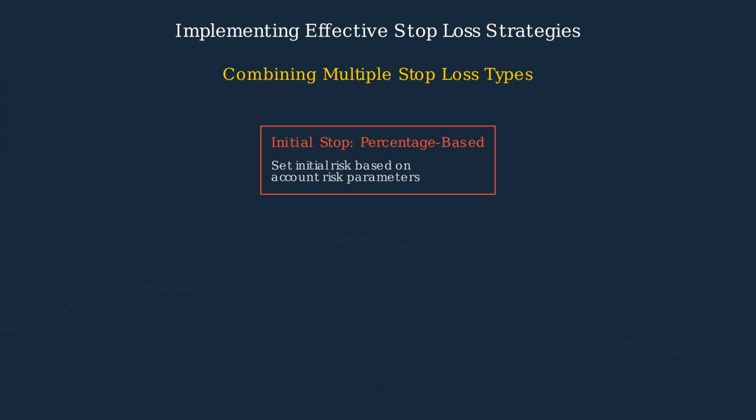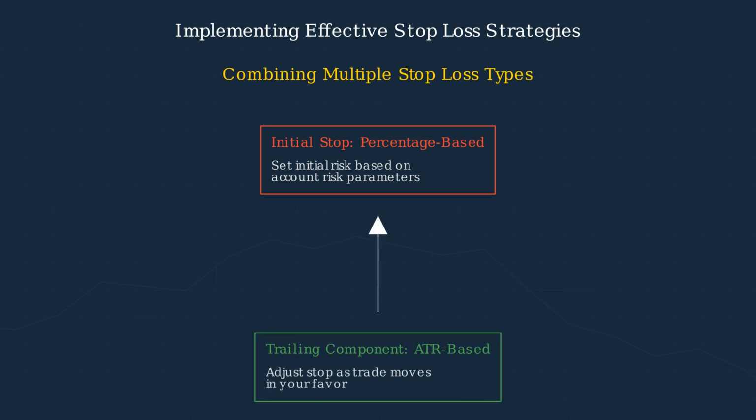Start with a percentage-based initial stop to set your base risk according to your account parameters. Once your trade moves in your favor, implement a trailing stop component based on the average true range to lock in profits while giving the trade room to breathe. Finally, add a time component to exit the trade if price action stalls or your expected move timeframe passes. This helps avoid opportunity cost when capital could be better deployed elsewhere.